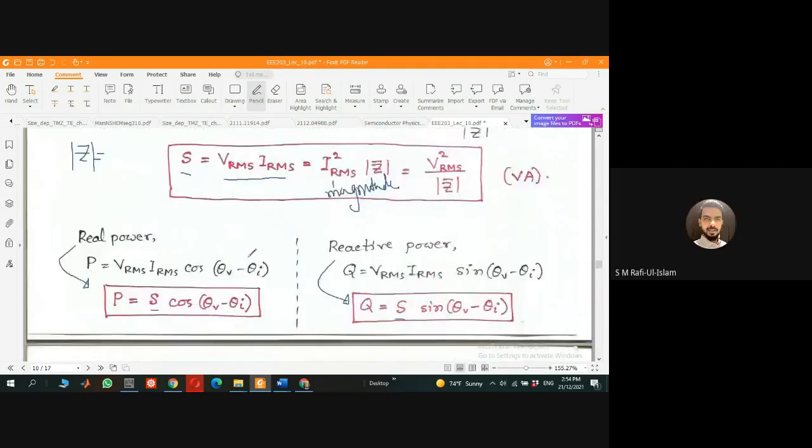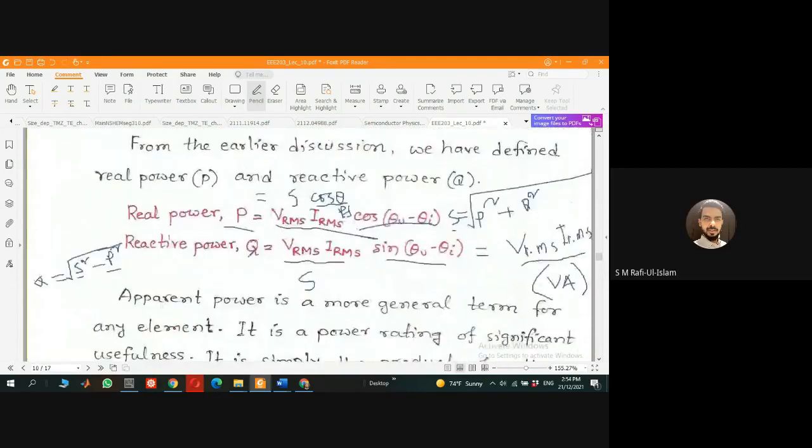So simple. And now I forgot to mention something. If I write S equal to root over P squared plus Q squared, doesn't it look like the Pythagorean theorem? That the hypotenuse squared equals the base squared plus the adjacent squared? We're just taking the magnitude right now. Yes, it's perfect.